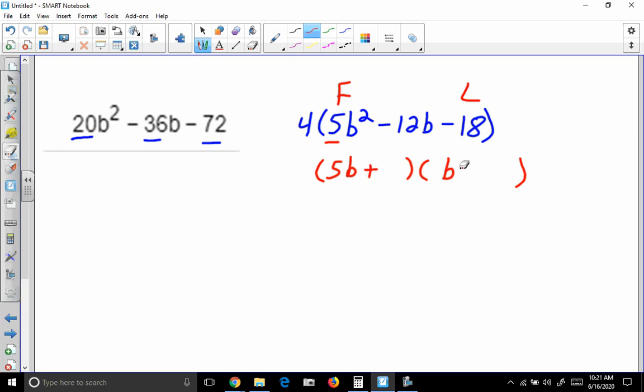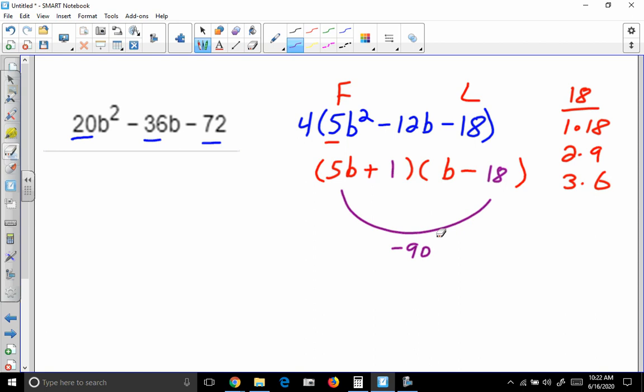So I'm just going to say plus and minus. And then we need to see, well, what makes 18? There's 1 times 18, there's 2 times 9, and there's 3 times 6. So we just test combinations until we find one that will make the 12 in the middle. If you wanted to try the 1 and the 18, notice if you put the 18 here and the 1 here, 5 times 18 is going to be a big number. That's going to be negative 90. And that's going to be 1 in the middle. That doesn't work, of course.